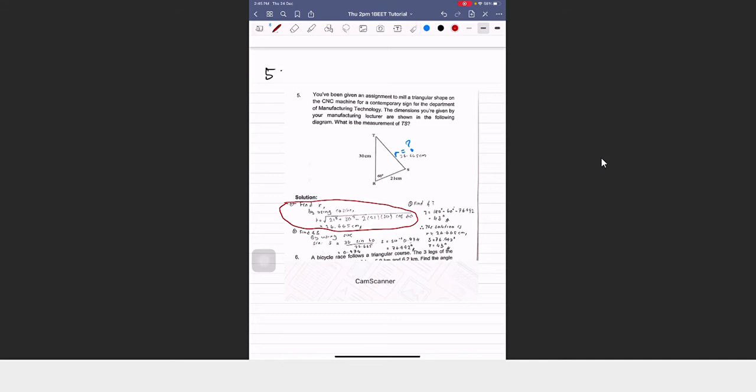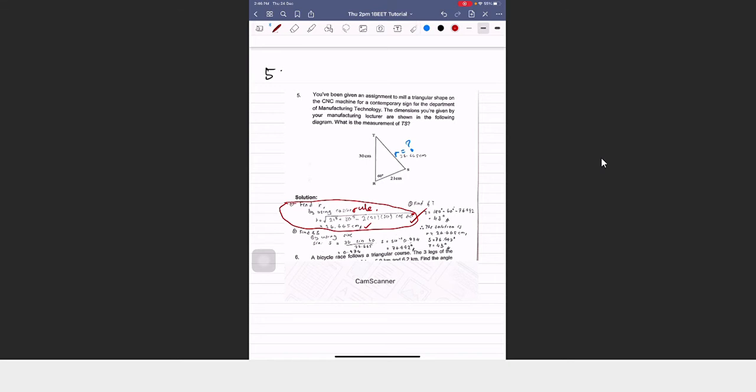Looking at this, basically again using the cosine rule, you have r equals the square root of 21 squared plus 30 squared minus 2 times 21 times 30 times cosine 60 degrees. I think this is the correct answer also, 26.665 centimeters. That's what the question wants, just to find the length of TS.